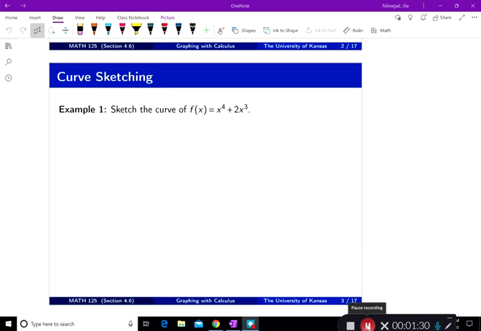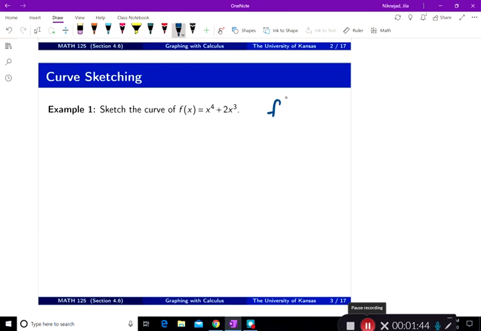So let's do an example of curve sketching. The function is f of x equal to x to the fourth plus 2x cubed. The first thing that I want to do is to take the derivative of that, and then it ends up to be 4x cubed plus 6x squared.